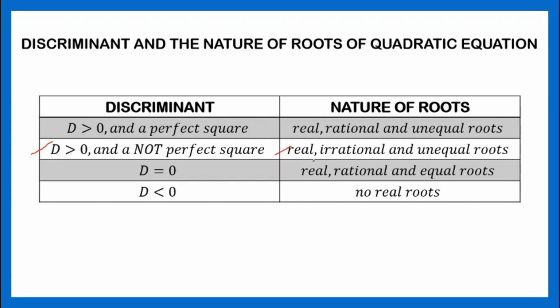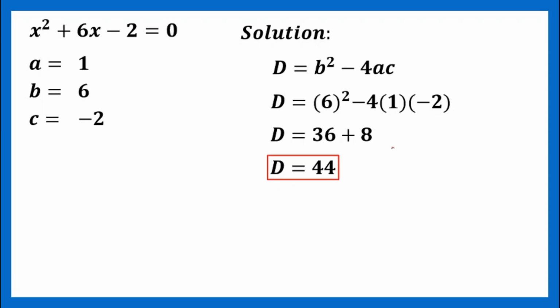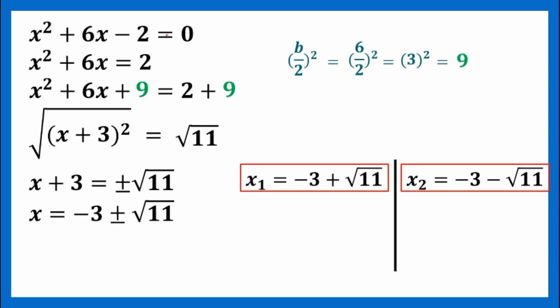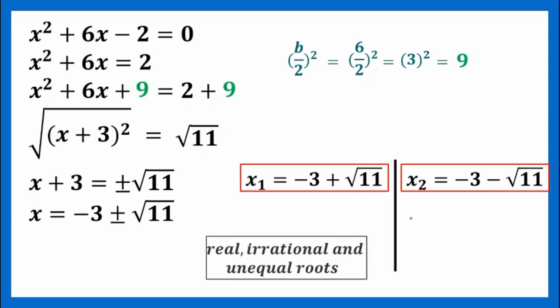So, yan. Atong nandito sa nature of roots, ilalagay mo lang doon sa discriminant. Ayan. So, ito ang description ng roots ng given quadratic equation. So, real siya, irrational, and unequal roots. Okay. So, check natin itong description na ito. Ayan. So, ito yung solved na roots nitong quadratic equation. So, ang naging sagot ay x sub 1 ay negative 3 plus square root of 11, x sub 2 ay negative 3 minus square root of 11. So, check natin yung tatlo.